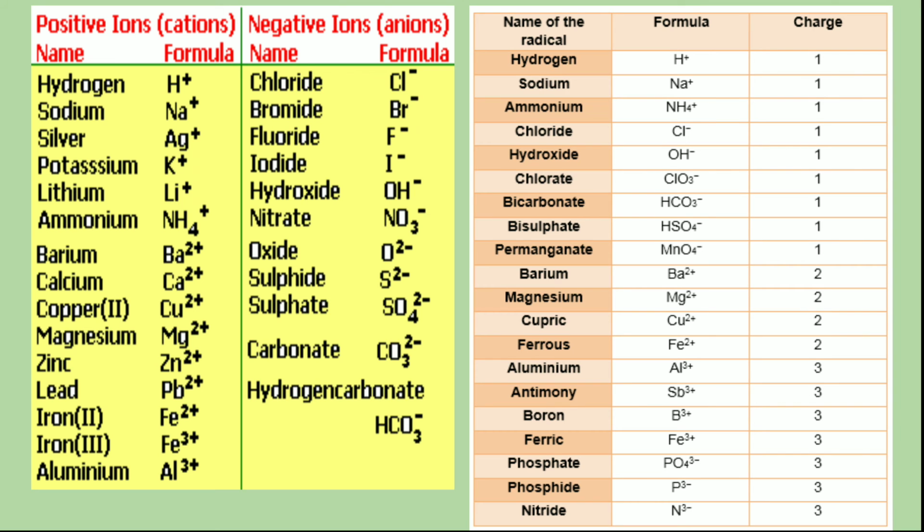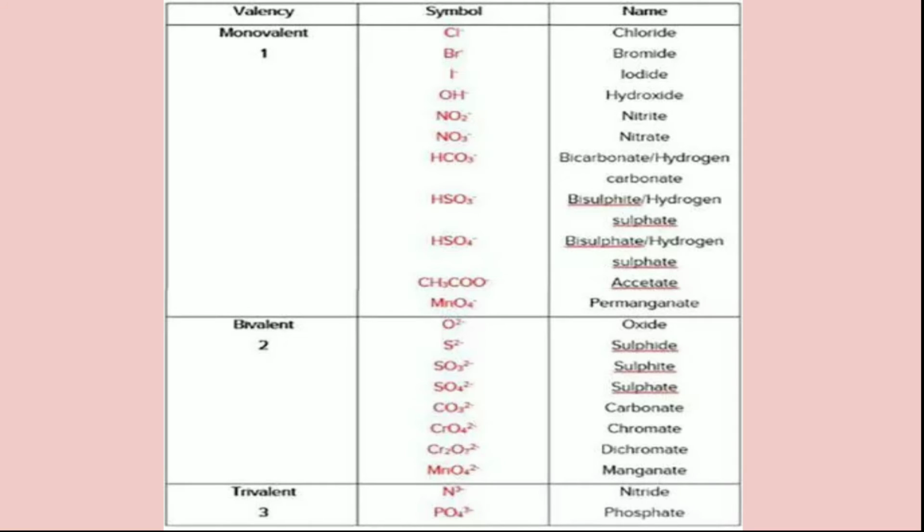See, these are the examples of the cations and anions, that is, the basic radicals and acid radicals. Please go through the chart and you will be able to understand these. This is also the chart of the valency with monovalent, bivalent and trivalent compound radicals. Please go through this once.